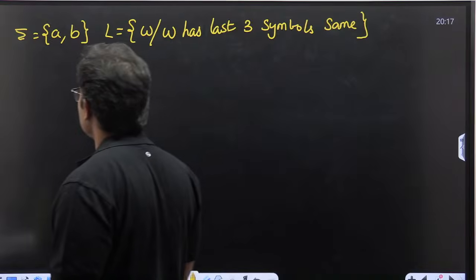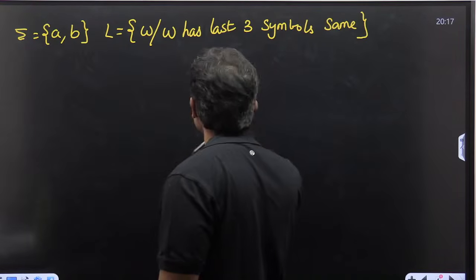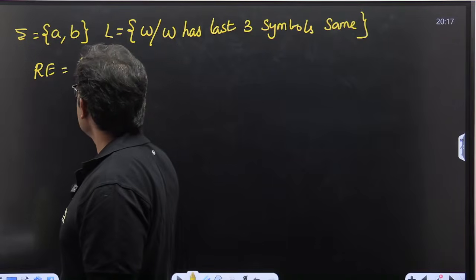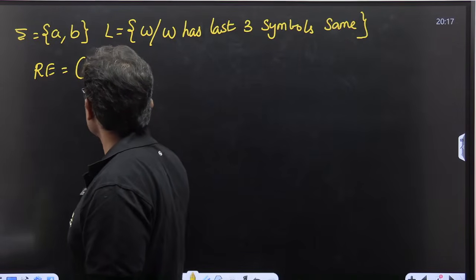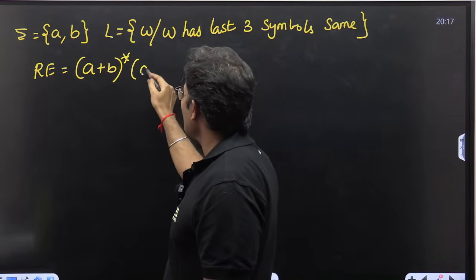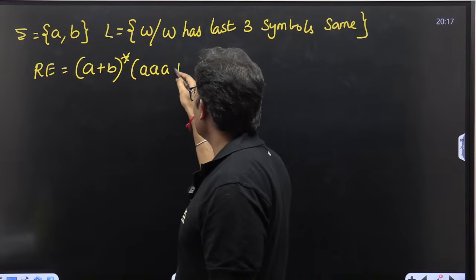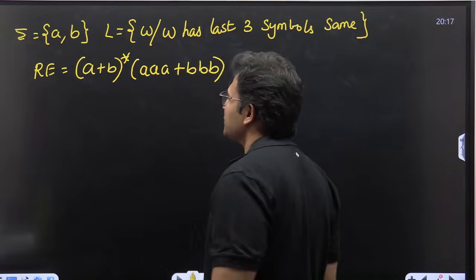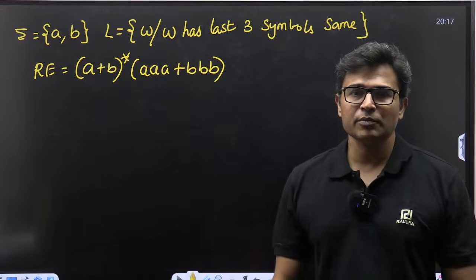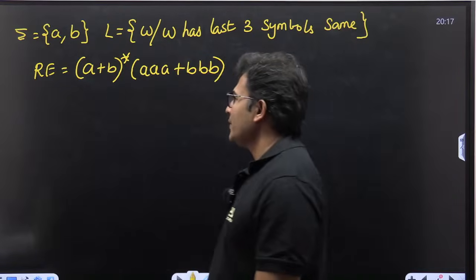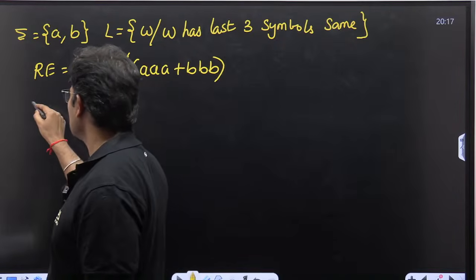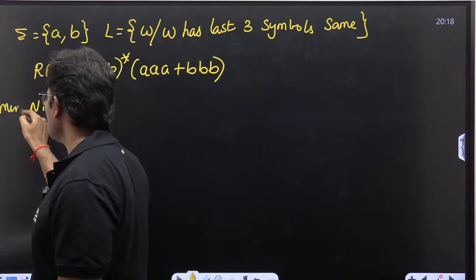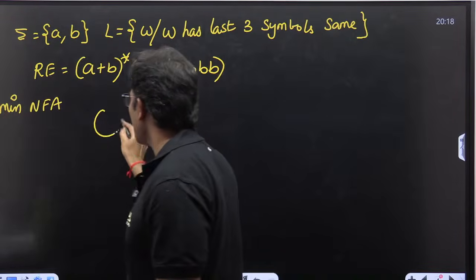So the ending has to be: the last three symbols have to be the same, right? So what is the regular expression going to be? Initially there can be anything, (A plus B) star. The last three symbols have to be either AAA or BBB. Simple, that is the regular expression. Now the NFA is also simple. You don't have to work hard. The minimal NFA you can also do like how you did last time.